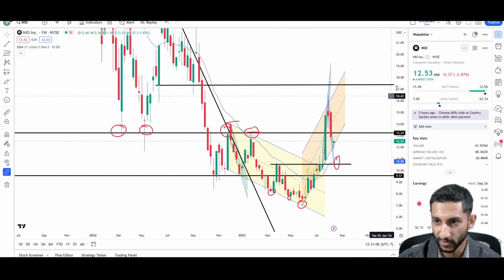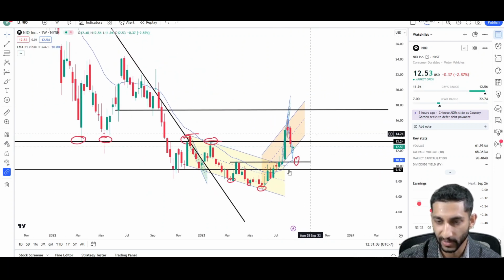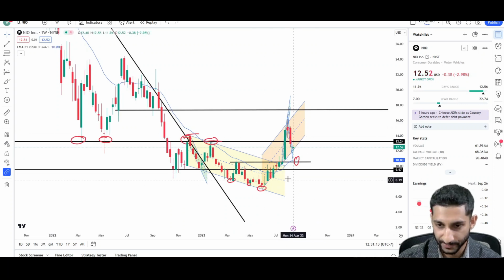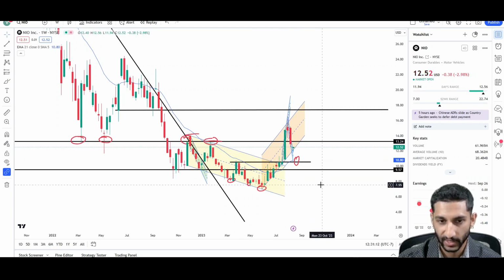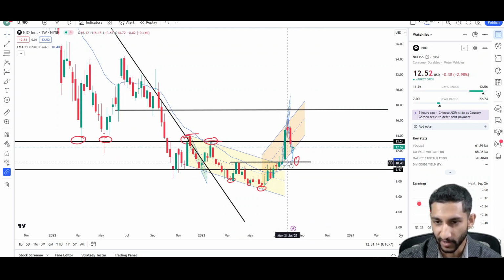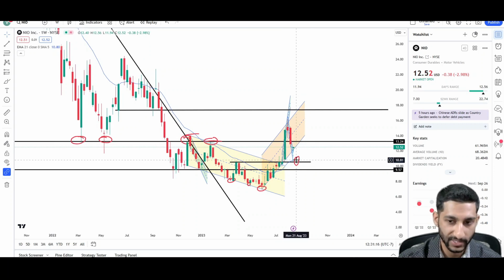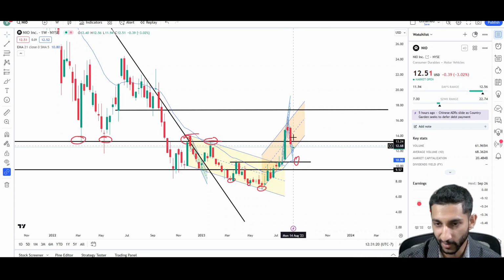So NIO still looking bearish. Not really a big change overall. I'm still bearish on NIO. I think there's a good chance we hit lower price targets. Once we hit the $10 level, would I be bullish? I'll be neutral. It could be bullish once again, but right now the chart is clearly telling me that the stock is bearish as of right now.